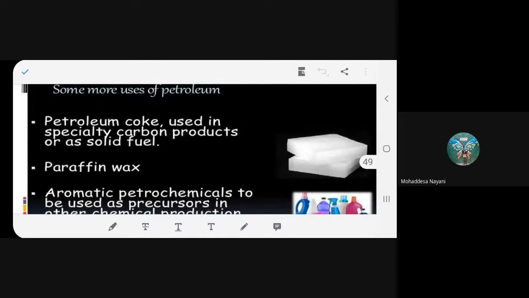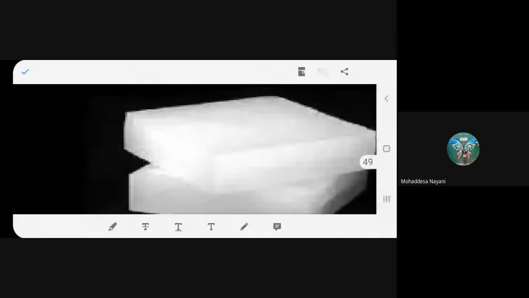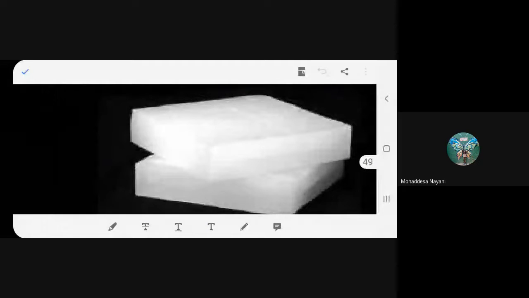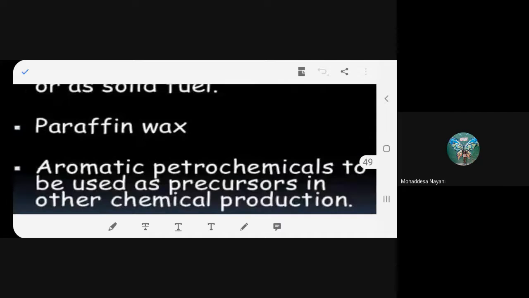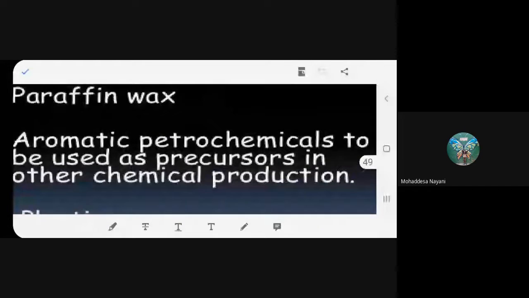Okay. So petroleum coke. We are using coke as a solid fuel, as a solid fuel, petroleum coke. Next is paraffin wax. This is paraffin wax. Can you see this? It is used in making candles. So this is wax. You get paraffin wax from the refinery.